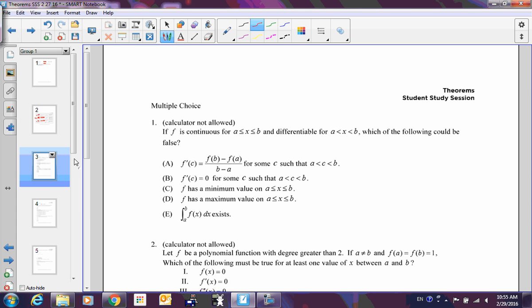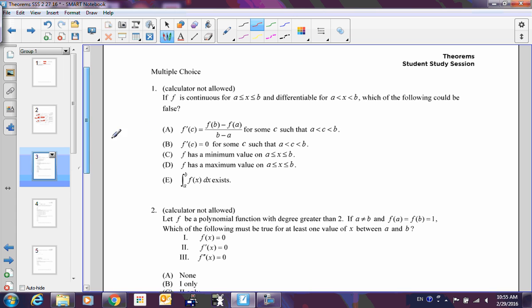Okay, so I'm going to start with example 1. I'm not going to go over every one in the video, but this is a good one to start with. If we have continuity on a closed interval and differentiability, we can use any of our theorems: EVT, IVT, or MVT. So this is what we need to kind of look for.